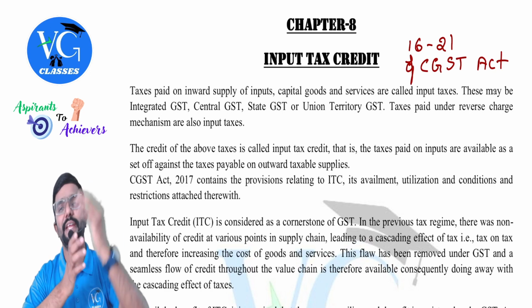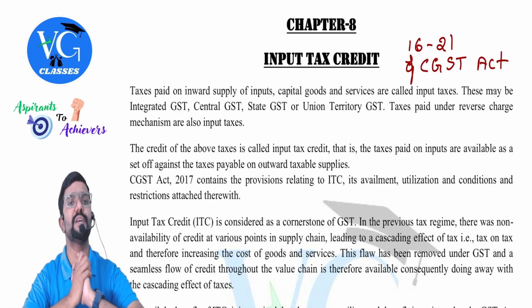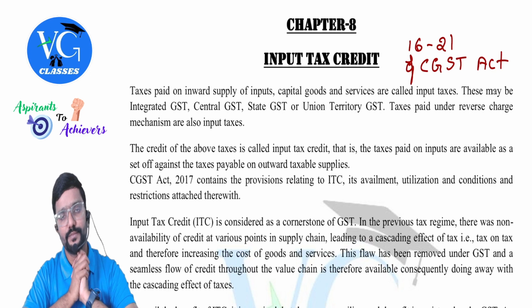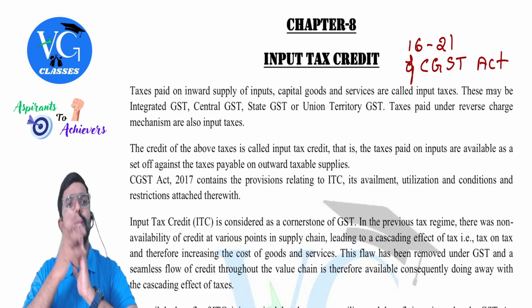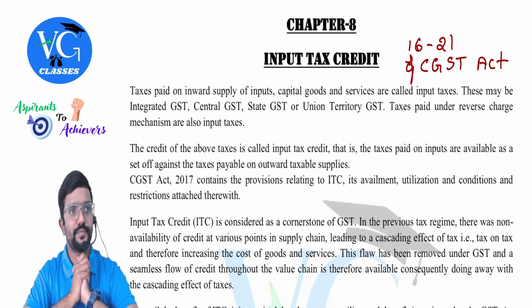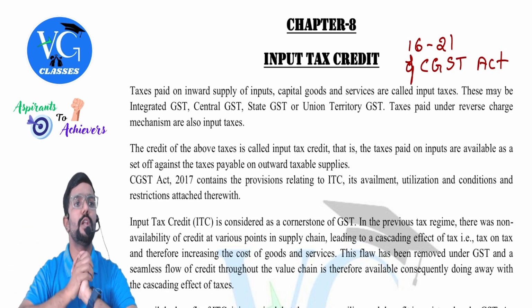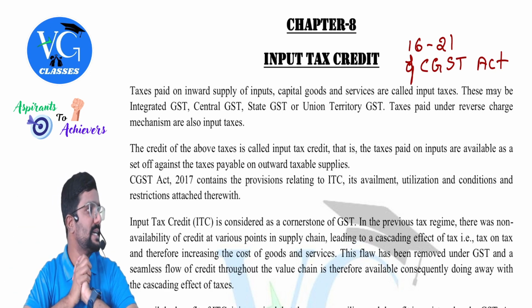I'm not making you write individually, guys. I will give the full chapter sections. Section 16 to 21. Against that you write input tax credit. Input tax credit. In short, we call it as ITC. 16 to 21. Under the content column or title column, you write input tax credit.